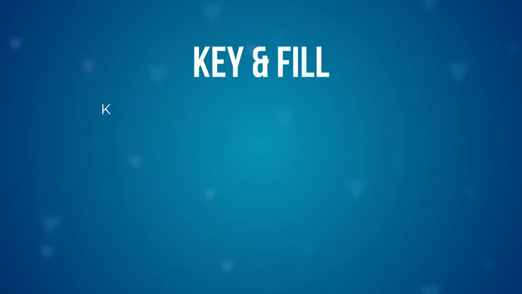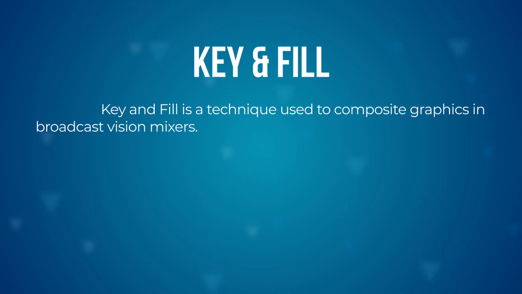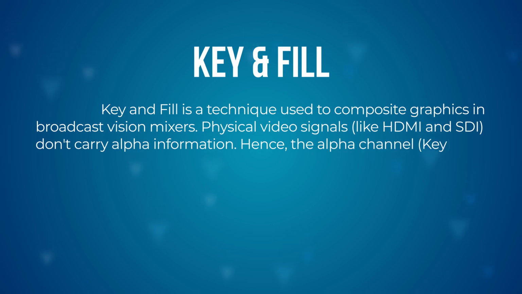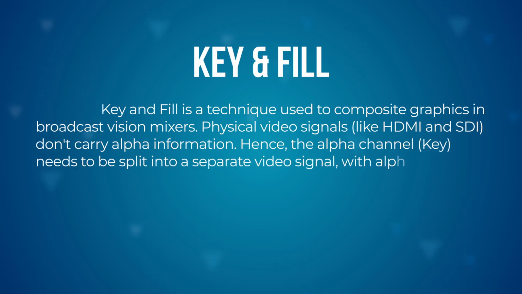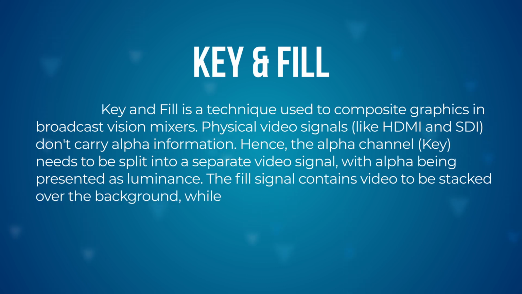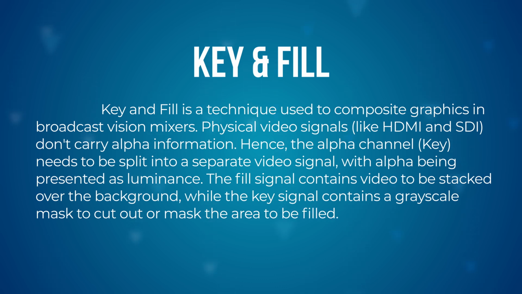From open sources, we know that the key and fill is a technique used to composite graphics in broadcast vision mixers. Physical video signals like HDMI and SDI do not carry alpha information. Hence, the alpha channel key needs to be split into a separate video signal, with alpha being presented as luminance. The fill signal contains video to be stacked over the background, while the key signal contains a grayscale mask to cut out or mask the area to be filled. I hope this clarifies things a bit for you.